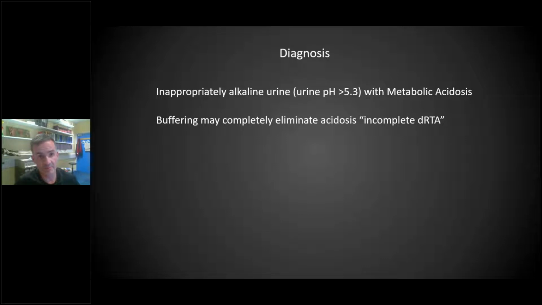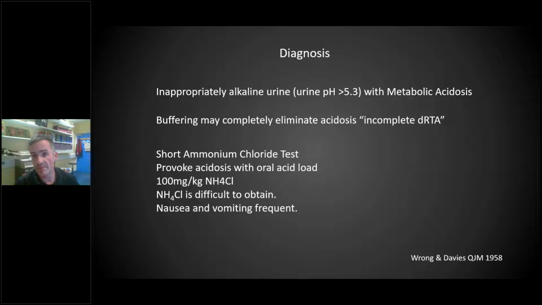Well, the way to do it is to provoke an acidosis, and this is what Oliver Wrong described in his QJM paper in 1958 with H.E.F. Davis. This is a short ammonium chloride test. The idea is basically just to make someone acidotic by giving them a big load of acid orally. So you give 100 milligrams per kilogram of ammonium chloride. This will provoke an acidosis, and what you should see is someone's urine drop to below 5.3 if they have intact acidification. If they have dRTA, they will not be able to do this.